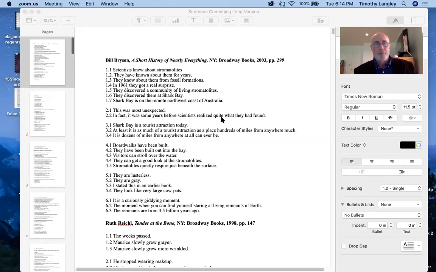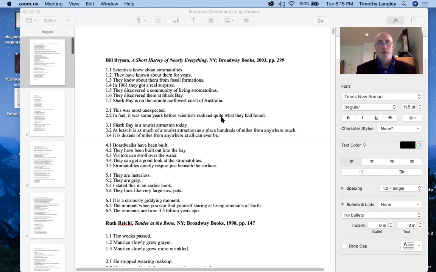So is there a way, again, Shark Bay is a tourist attraction today. You could put a comma, or you could say, comma, or at least it has as much a tourist attraction as a place hundreds of miles from anywhere, okay? Or at least it has one, or and at least it has one. But you got to have that conjunction in there somehow. You got to do something that'll join those, a conjunction word and a comma, okay?